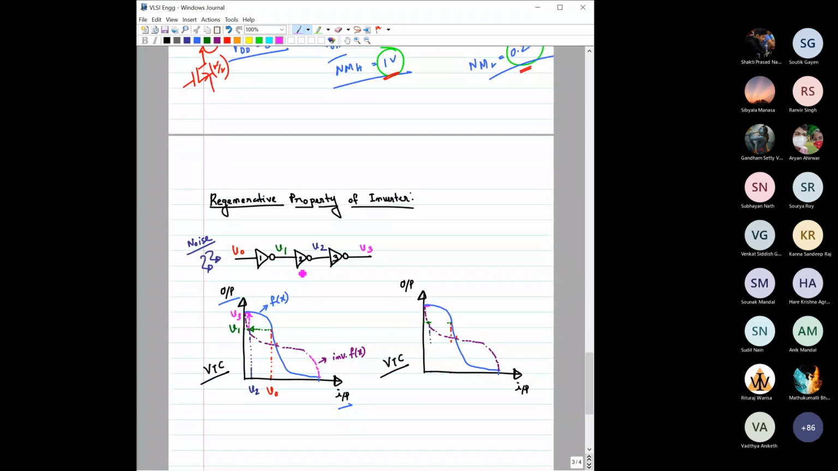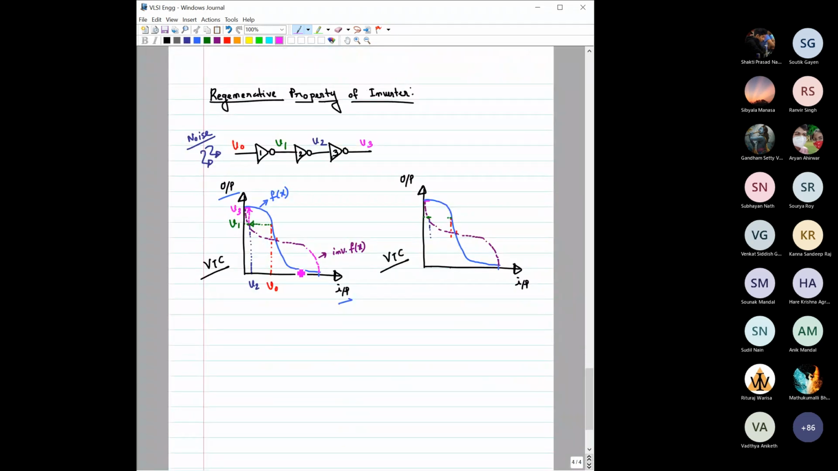And remember, this is not the threshold of the transistor. This is the threshold of the gate, right? Okay, so let us come back to this.